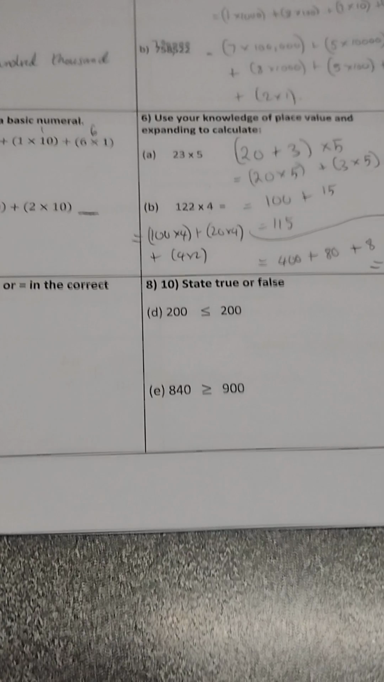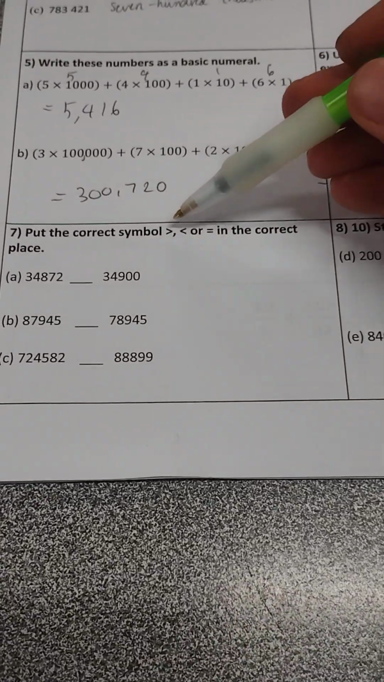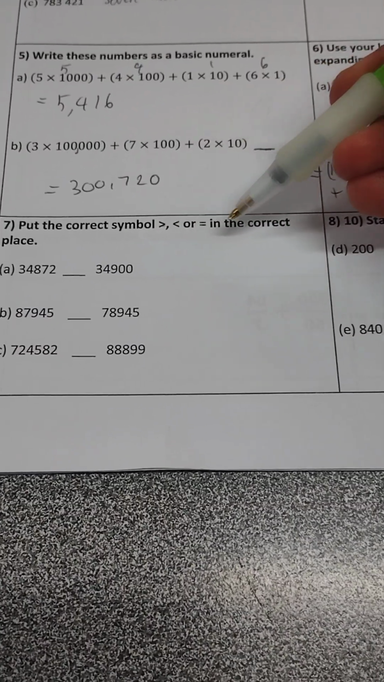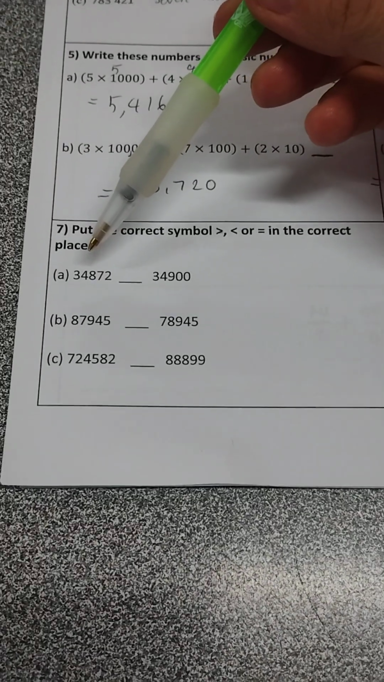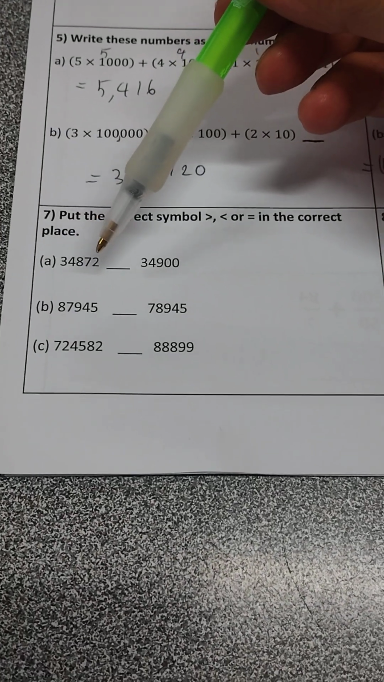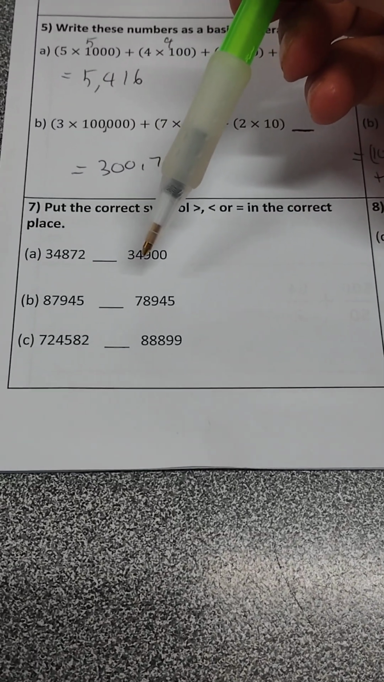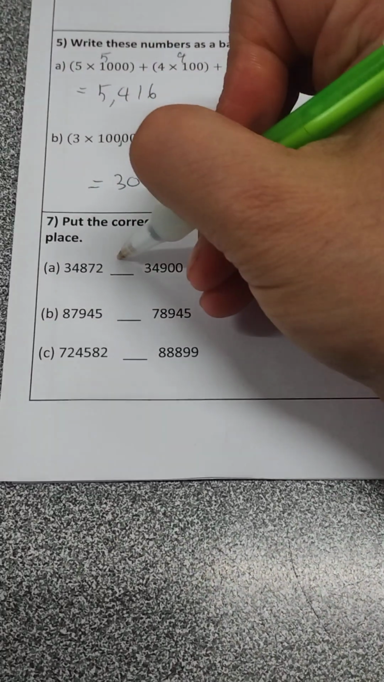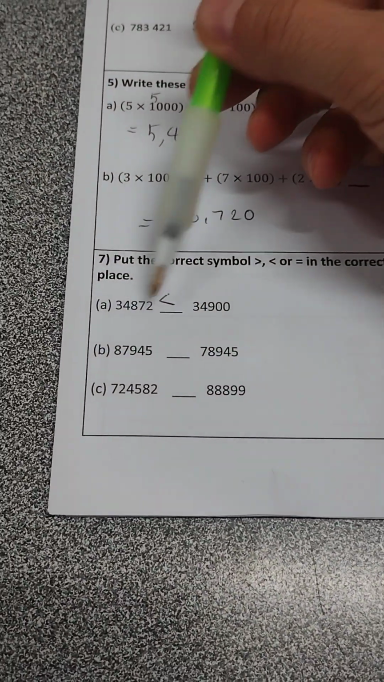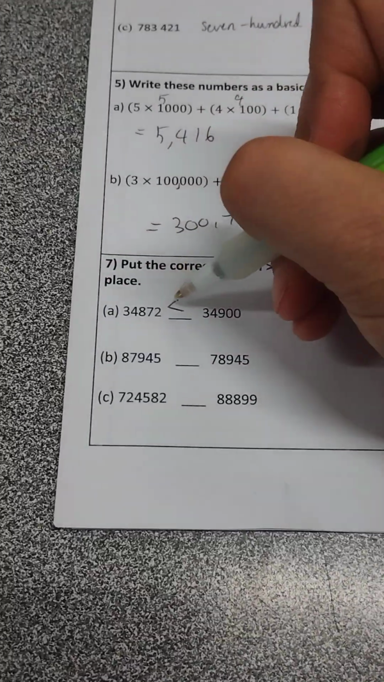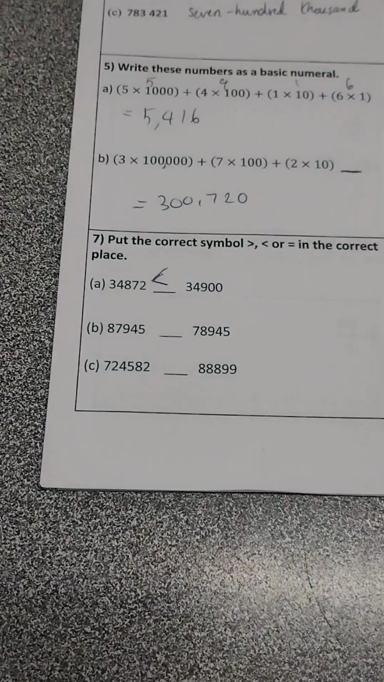And that's it. All right, this one here, put the correct symbol. So we've got the less than, the greater than, the less than, or the equal sign in the correct place. All right, let's check and see. So I got 34,872, which is smaller than, or less than, 34,900. So it'll be the less than. We make an L. We read from left to right, just like we normally read a book. So there it is. There's my L for less than.